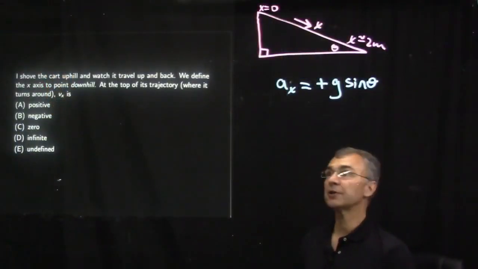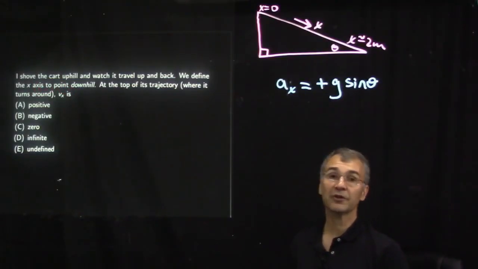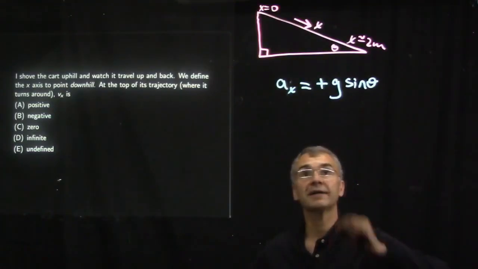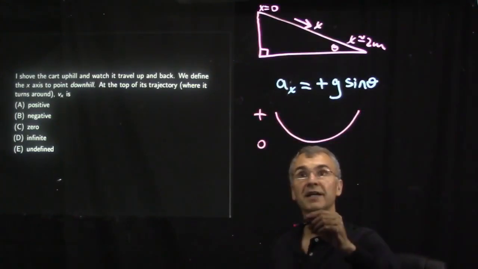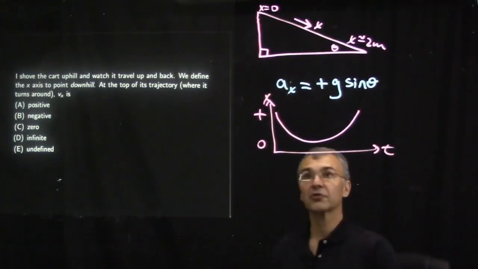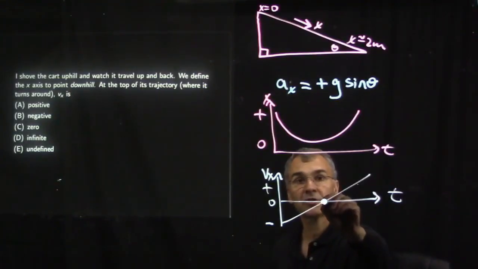I shove the cart uphill and I watch it travel up and back. We define the x-axis to point downhill. At the top of the cart's trajectory where the cart turns around, what is the value of v sub x? Remember, we had the x versus t curve look like this. It goes from plus down to 0, back up to plus x versus t. Then remember that we had the vx versus t curve look like this. So it started out negative and it went up to plus, and this is the point where it turns around.